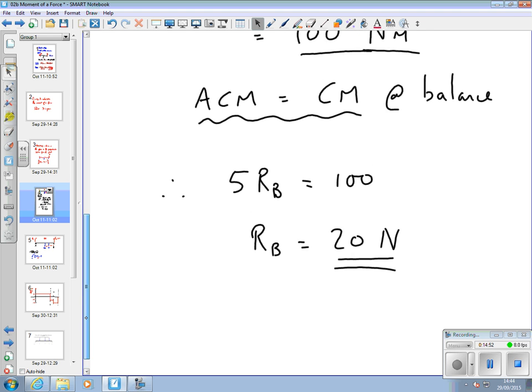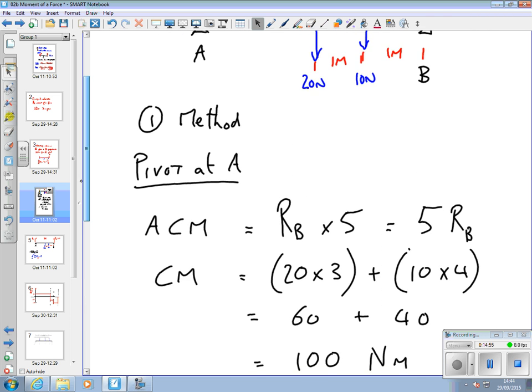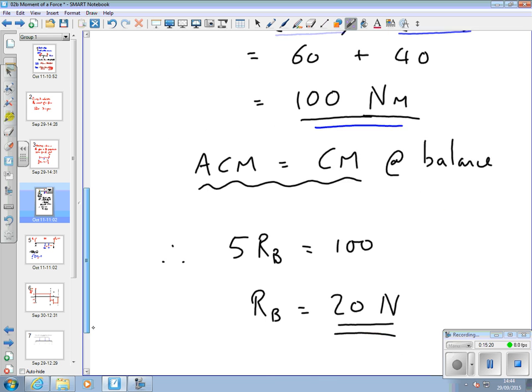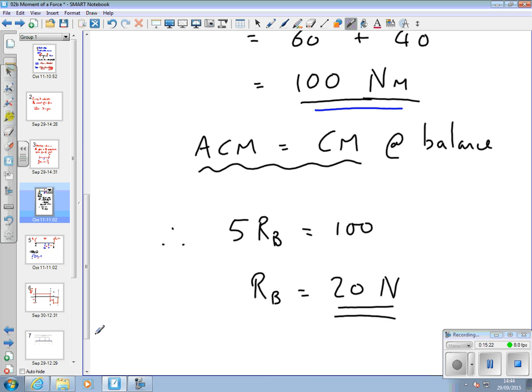So to recap, what have we done? We assume there's a pivot at one end. It's up to you which end you picked, A or B, it doesn't matter. If it's pivoted at A, the anticlockwise moments are given by this, the reaction force at B times the distance from A, and then the clockwise moments are the moments due to the two forces that are trying to pull it round clockwise. We work out what that is, put anticlockwise moments equal clockwise moments at balance. That gives us a little equation that we can solve to find the reaction force at B. That's the method. What do you think we do to find a reaction force at A?